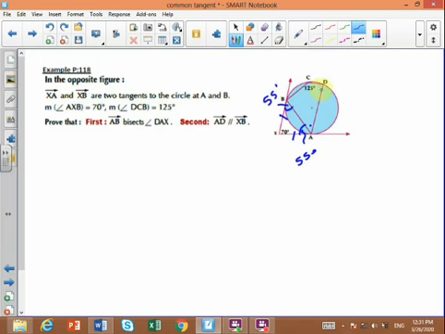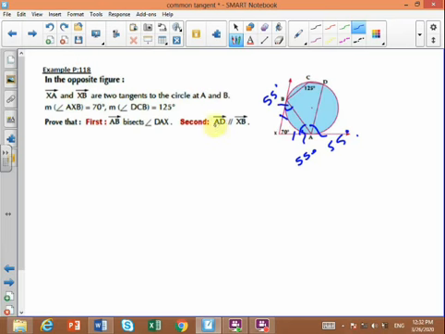Now I want to get measure DAB. How can I get DAB? Okay, since ABCD is a cyclic quadrilateral, because the four vertices lie on the circle, each two opposite angles equal 180. So DAB will be 180 minus 125, it will be 55. So from here I get that AB bisects angle DAX.